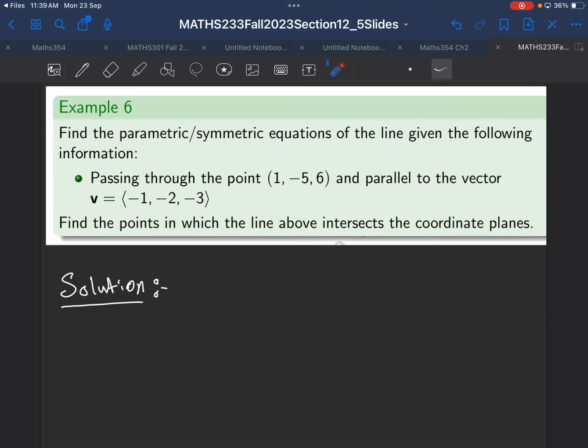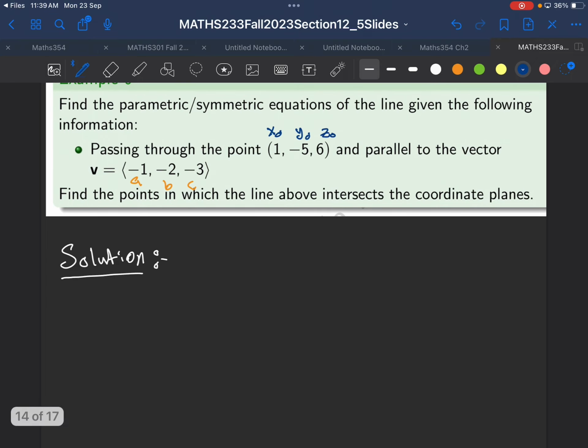Okay, in example 6, we have two parts. The first part is we need to find the parametric slash symmetric equation of a line passing through a point. I'm given the point that the line is passing through, and I'm also given the parallel vector. So everything is ready for me. I know that this is A, this is B, this is C, and I know that this is x naught, y naught, z naught. And by this, I can quickly find the equation of the line.